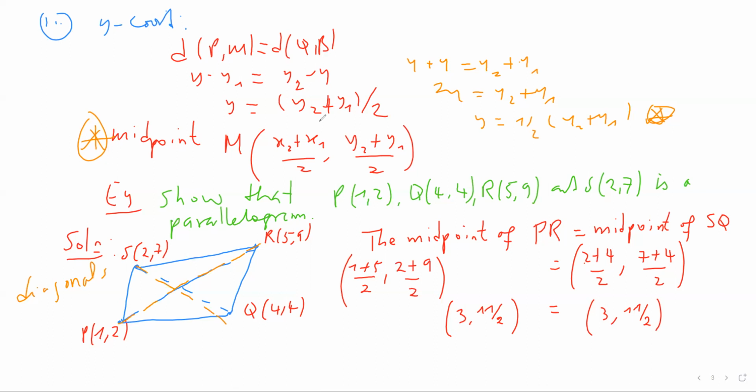And we check. So we find the midpoint of PR is nothing but half of P and R, right? So you take the x-axis, which is half of 1 plus 5, and then the y-axis, half of 2 plus 9. And this should be the same as the midpoint of Q and S, which means half of 2 plus 4 and half of 7 plus 4. And truly, this gives us 3 and 11 over 2.